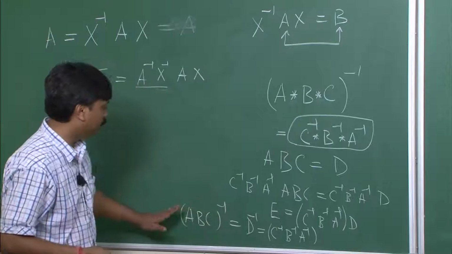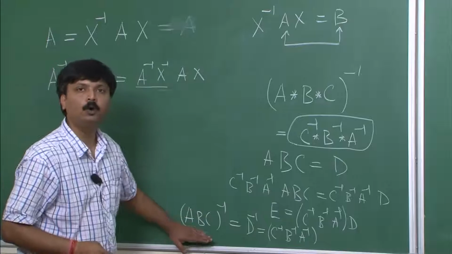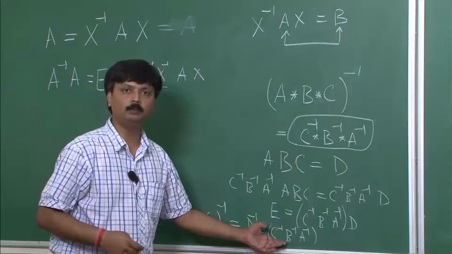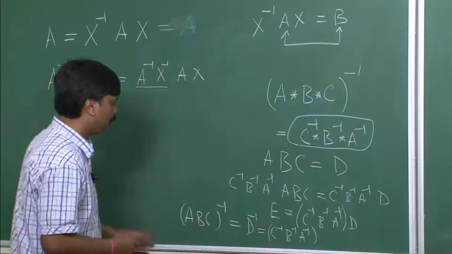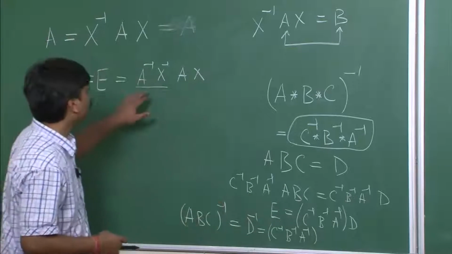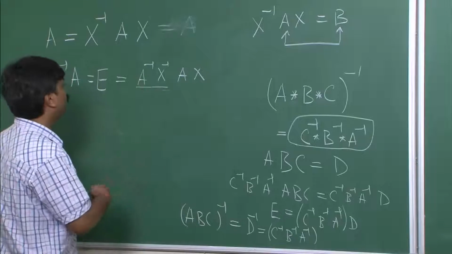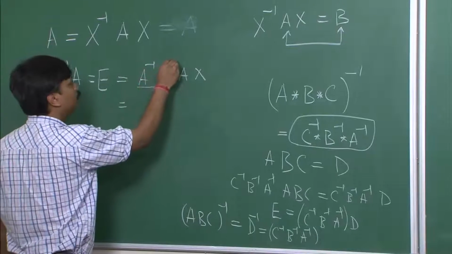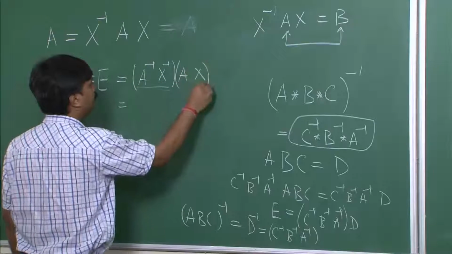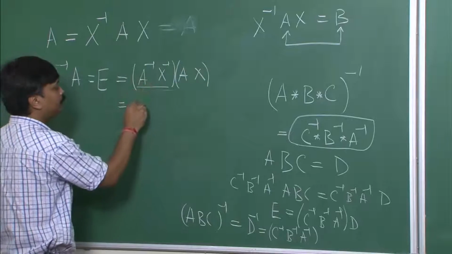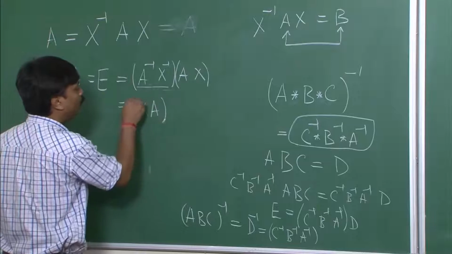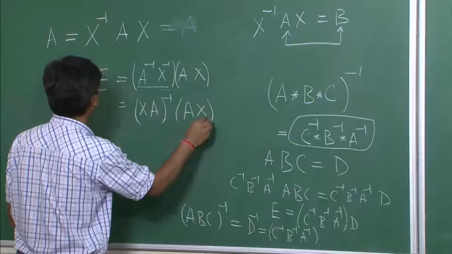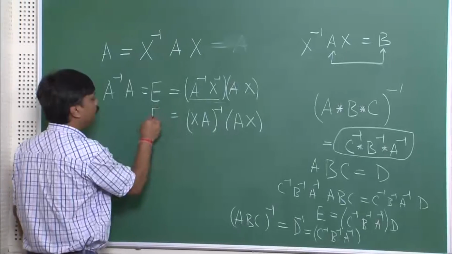So the reciprocal of the product of two or more elements of the group is equal to the product of the reciprocals in reverse order. So now, knowing this one, what can I write for this? So this is A inverse X inverse. Fine. Suppose I separate these two. So this means X A whole inverse and then A X, correct? So this is equal to identity.